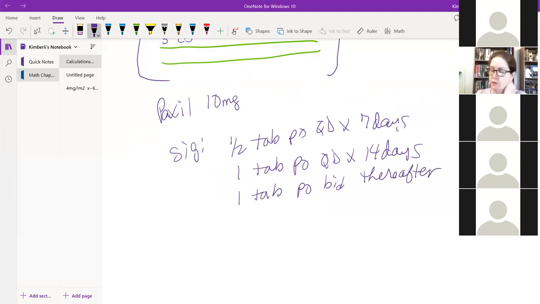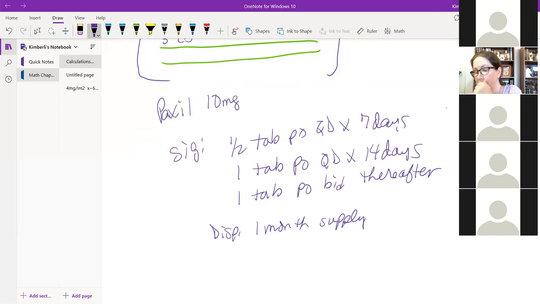Okay, so this is the first prescription. And it doesn't give you a loading dose, but it gives you an increasing dose, so it starts out small. So the 10 milligrams is a half a tablet by mouth every day for 7 days. And let's see. So that's going to be how many here? 5 times 7, because it's half tablet, right?